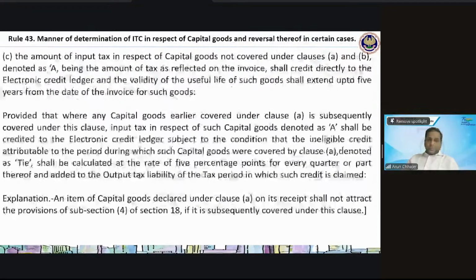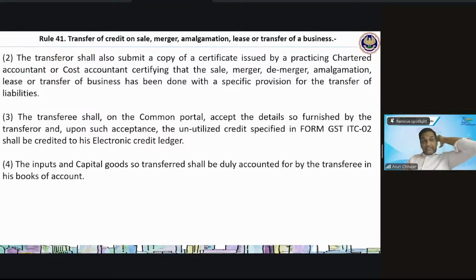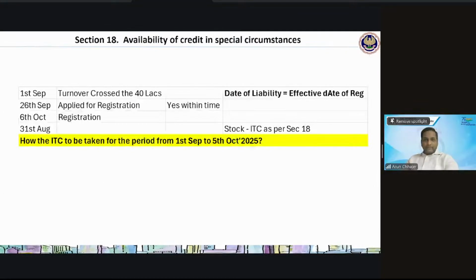That was Rule 43. Let me take the first question we have discussed. I think Geet, you asked one question in the last class. This was your question. So tell me, Sanjay, Yogesh, Geet, and everyone, what is your analysis? What is your answer?